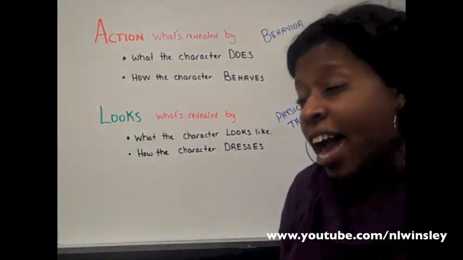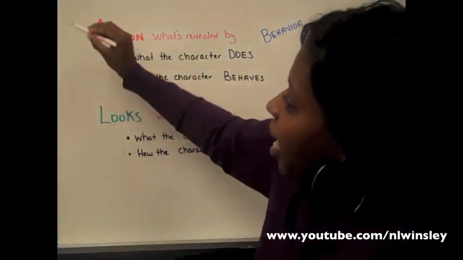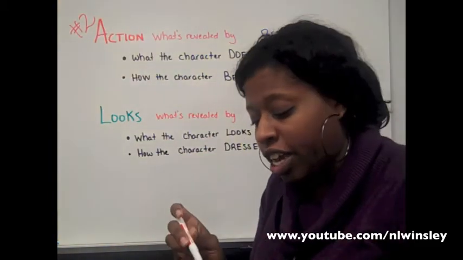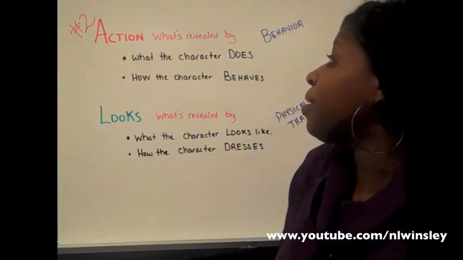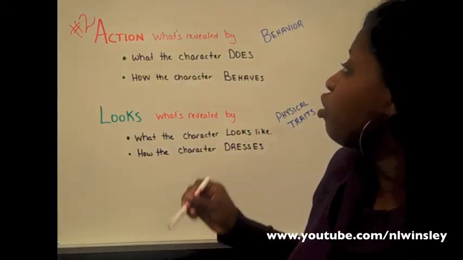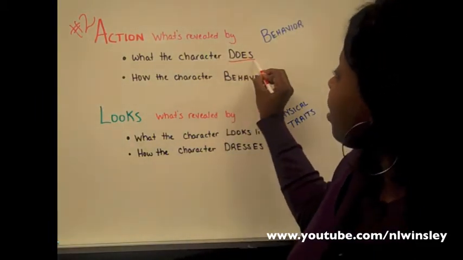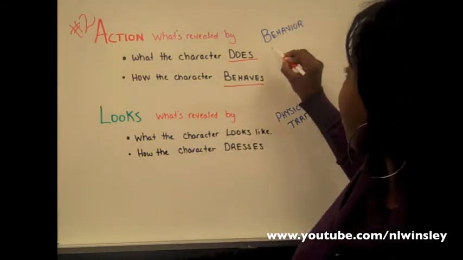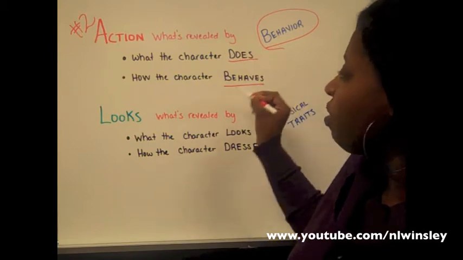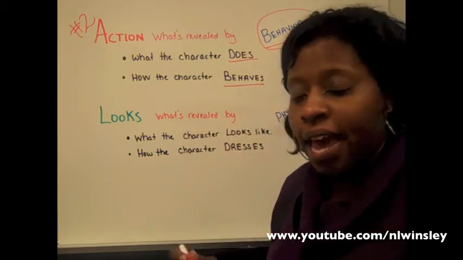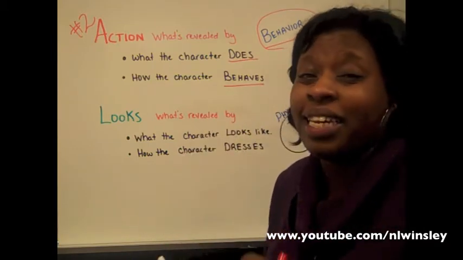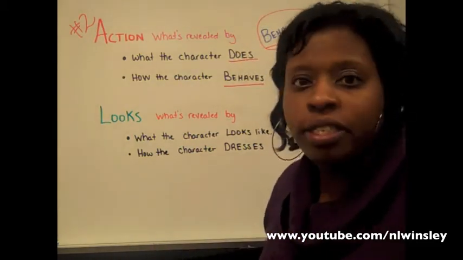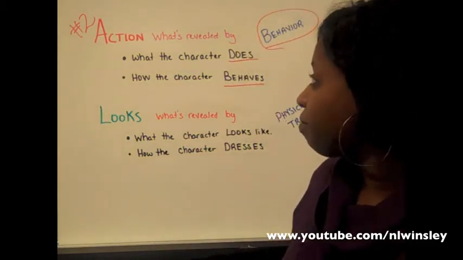A stands for actions. This is the second most common method of indirect characterization that an author uses, because the character reveals through what they do and how they behave. So, action is all about the character's behavior, what they do, how they behave. And that's also why it's linked in with speech, because speech and action will always typically go together.